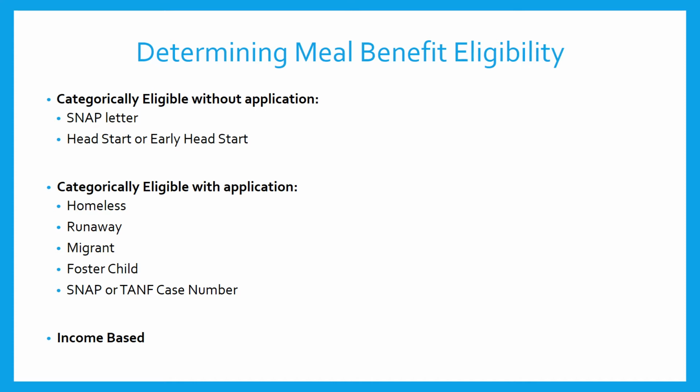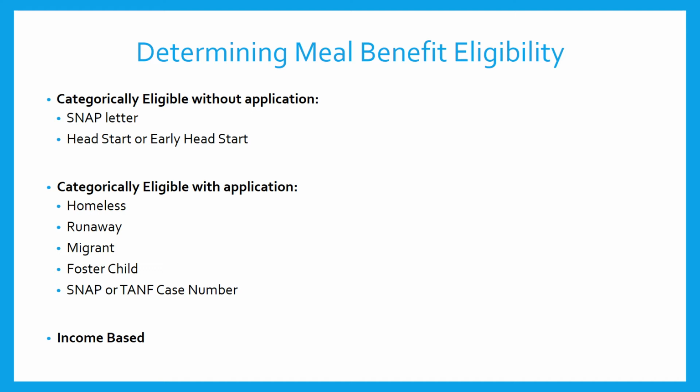For these participants, the SNAP letter, which is received by parents stating that children in the household are eligible for free meals during the school year listed, and Head Start determinations both supersede the meal benefit application, which does not need to be completed. Categorical eligibility with an application refers to those who are considered either homeless, runaway, migrant, foster children, or who have a SNAP or TANF case number. In these cases, once the categorical eligibility is determined, no other information is needed, such as household size, gross income, and social security number. However, the application will still need to be signed and dated by the adult completing the application.